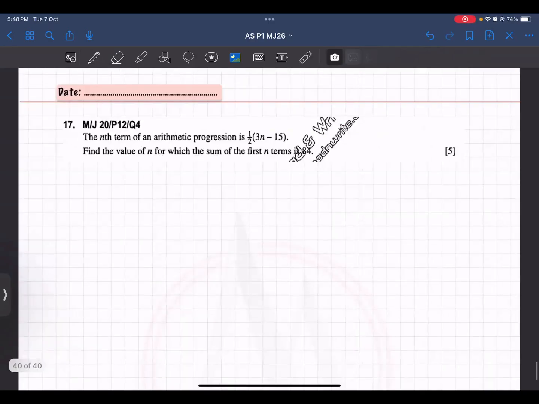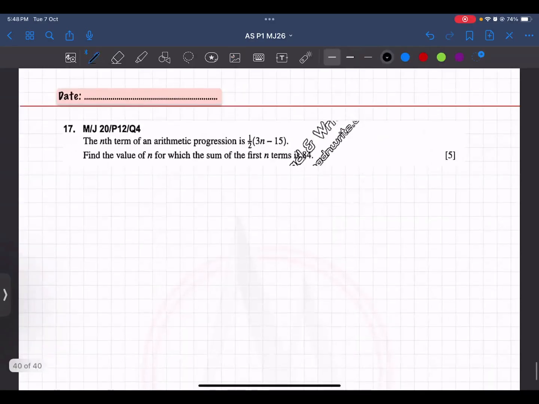So the nth term of an AP is given to you. They have given you the Tn formula. Nth term is 1 upon 2 times (3n minus 15). Find the value of n for which the sum of the first n terms is 84. So find n when the sum of n terms is equal to 84.